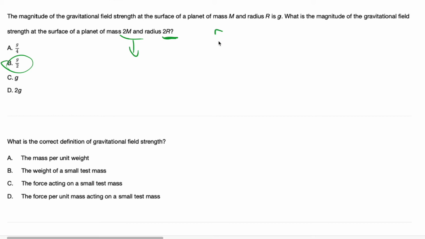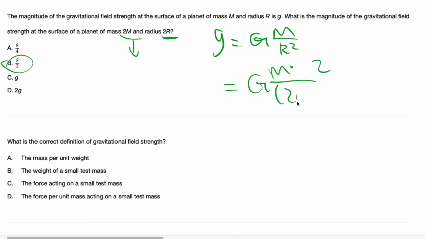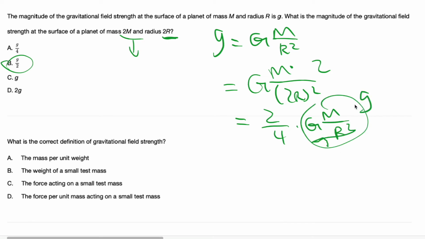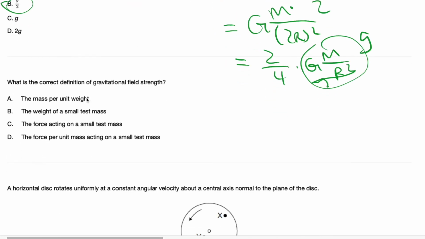So initially g is equal to G constant multiplied by m divided by r squared, and then your mass is times 2. So G times 2m, and then (2r) squared. So this is going to be equal to 2 over 4 times G m over r squared, right? And this part is equal to g. So your answer is B.